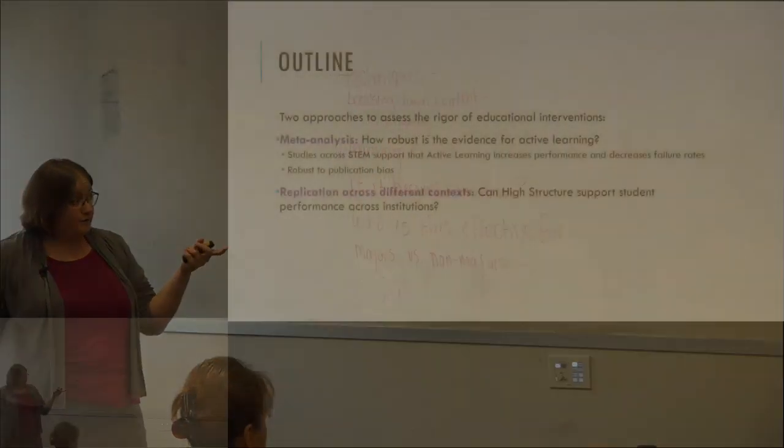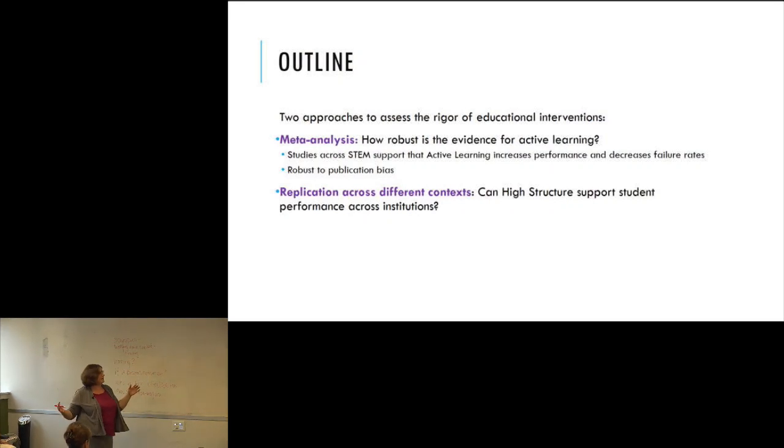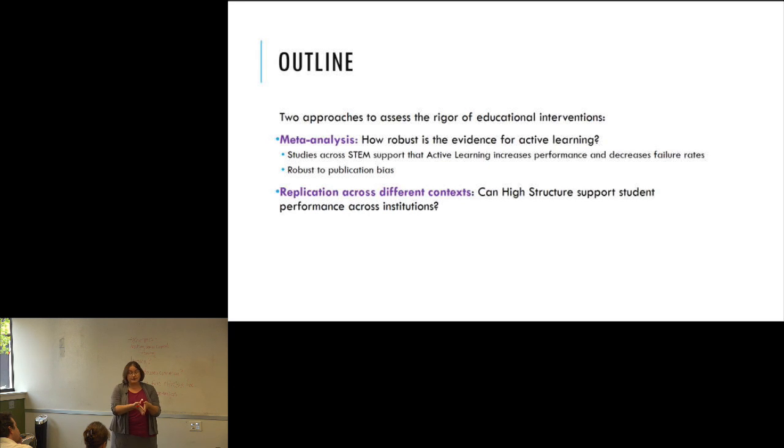So one of the things that I wanted to go into next is this idea that active learning is a very broad generalization, and what people are doing are actually really specific things. So I wanted to talk about one of the ways we can implement active learning, a method called high structure, and thinking about it in different contexts. If something works at my institution, in my classroom, does that really tell you whether it's going to work in your classroom? If we don't do these replication studies across contexts, we can't definitively say those sorts of things. But this gives us support for the idea of transfer, if we can see it working in different contexts.